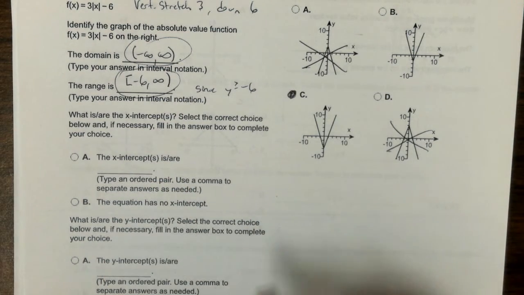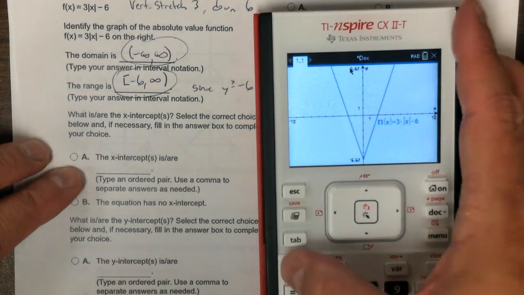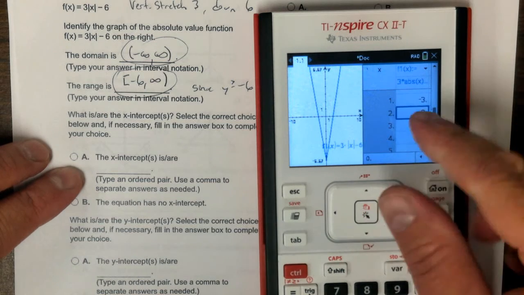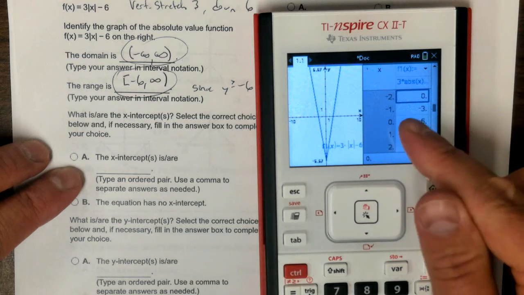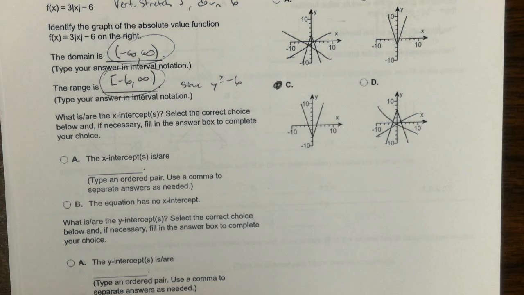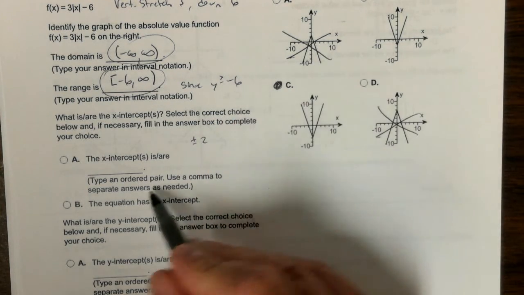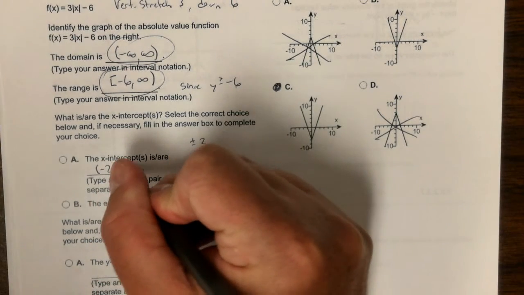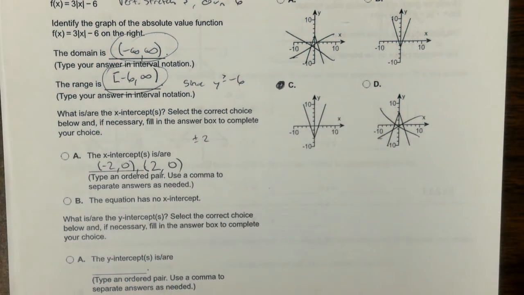Then for our x-intercepts, we can go to our table, see if we're lucky. If not, well, there's one of them, 2, 0. Yeah, there's the other. Okay, so we were lucky. So it's plus and minus 2, comma 0. It says use a comma to separate answers. So negative 2, comma 0, comma 2, comma 0, and it does want the ordered pair.